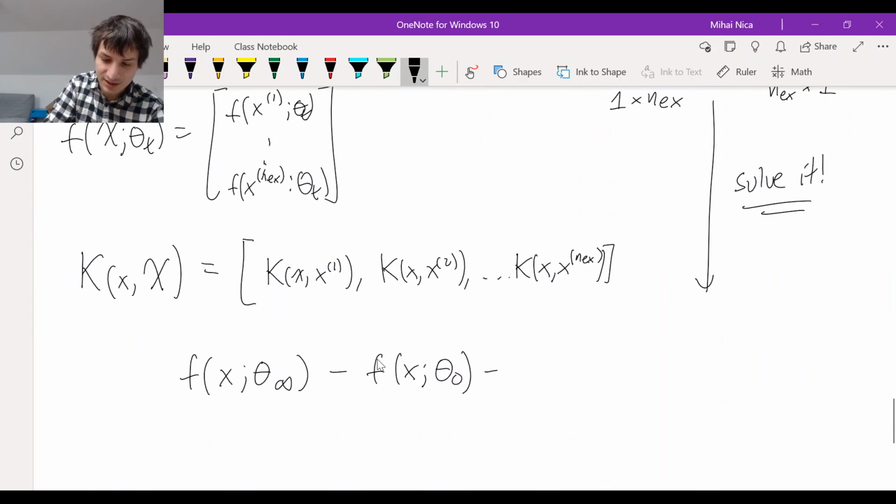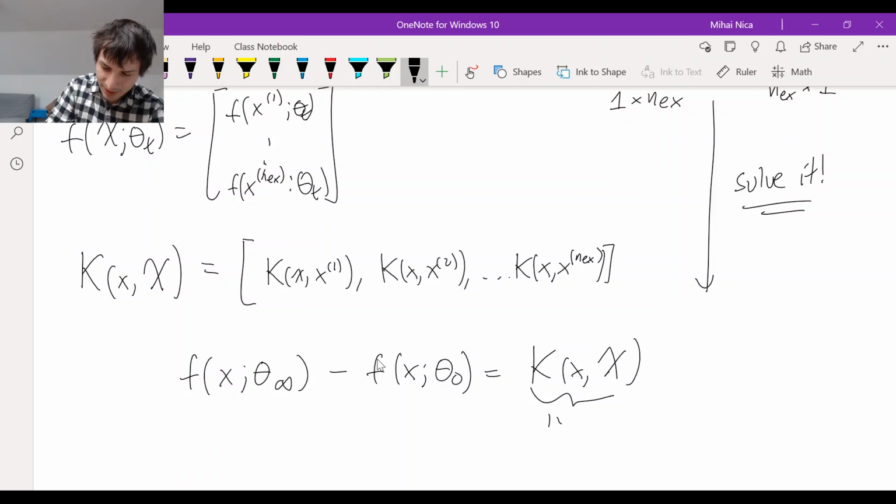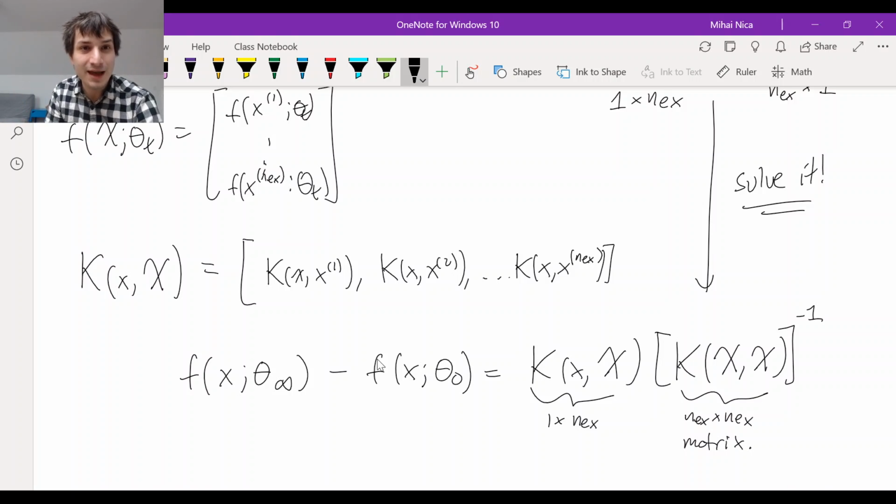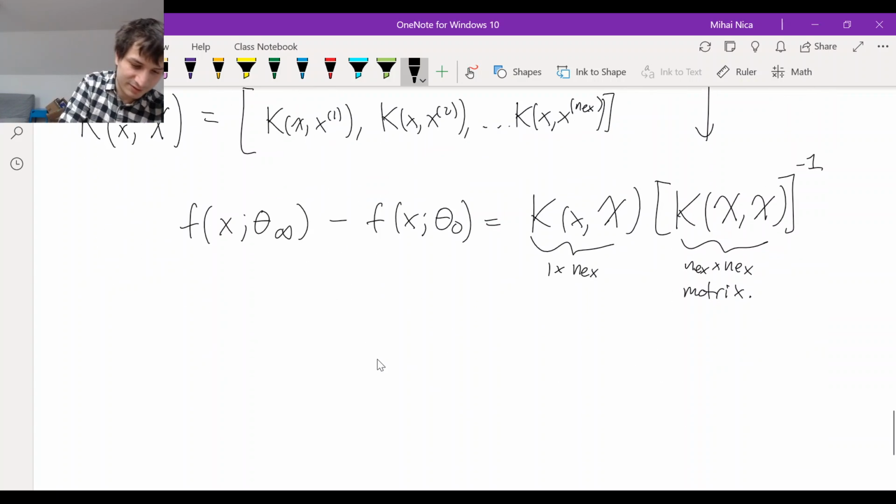And the answer is just this formula. So k of x training examples, again, this is the 1 by nx row vector. Okay, here is something that is a bit more complicated. K of x inverse. So this is an nx by nx matrix, and it's the matrix you get by plugging all of the training examples into the kernel k. So k of x is equal to this.